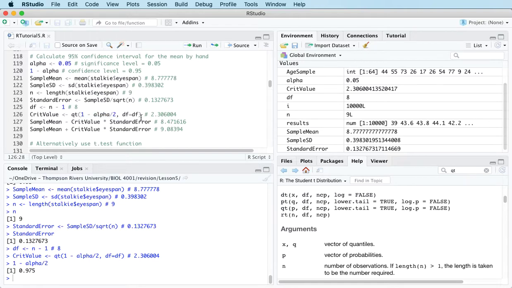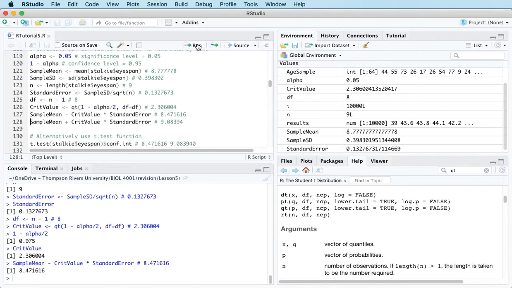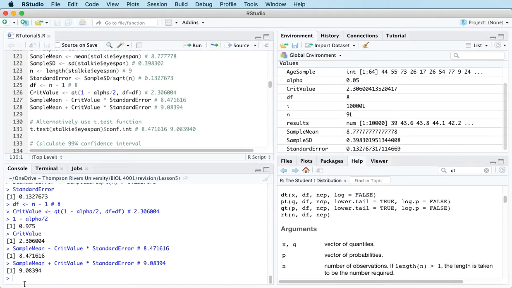Okay, so that number, if we want to see what it is, it's 2.306. And then I calculate my lower bound and my upper bound. Okay, so in this case, the lower bound is 8.47, and the upper bound is 9.08. So we're 95% confident that the population mean is between 8.47 and 9.08. That's how we would interpret this.